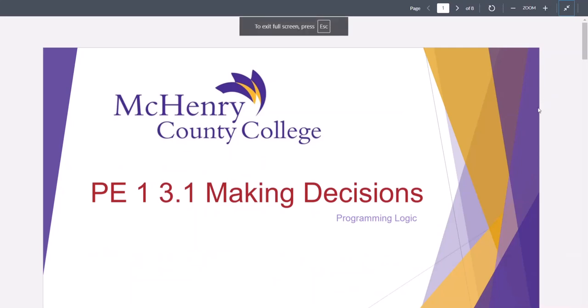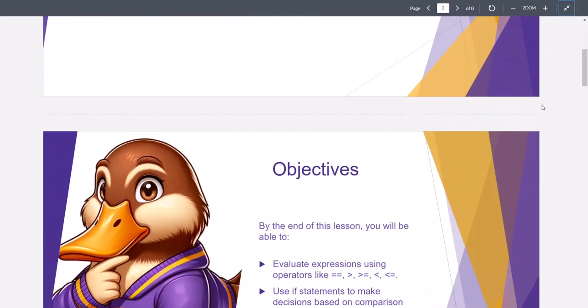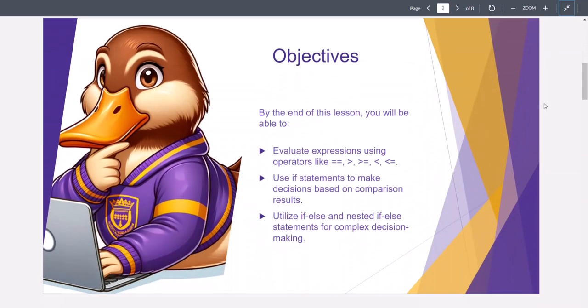So in this section, we're looking at making decisions in Python. That's a large part of the programming process, is to figure out what decisions to make and what to do once those decisions have been made.